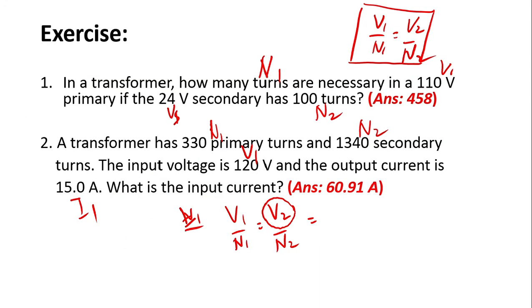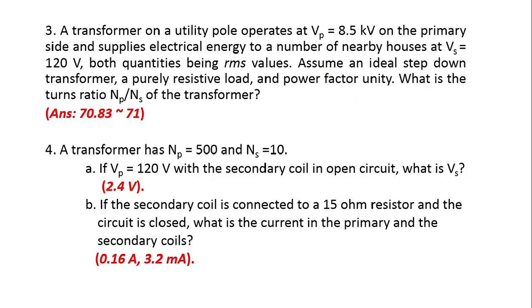Okay. Dia dah bagi, dia nak cari I1 kan? Ni input, output I2. So I1 per I2. So kita nak cari yang ni. I2 dia dah bagi, nilai V pun awak dah bagi. So boleh cari. Boleh cuba buat sendiri. Senang je soalan transformers ni. Okay, so that's all untuk chapter 6.